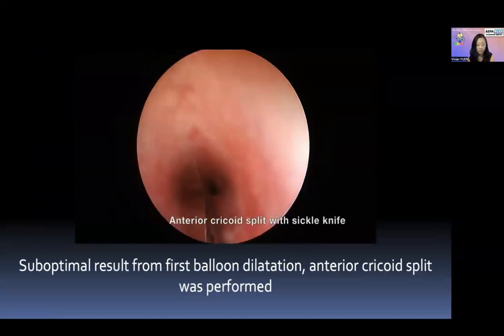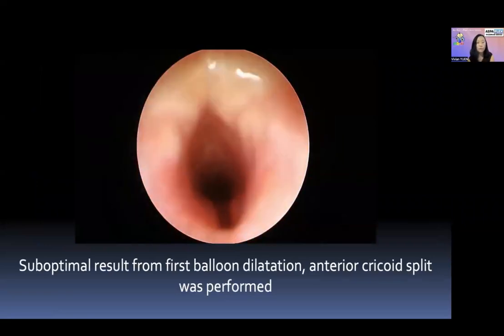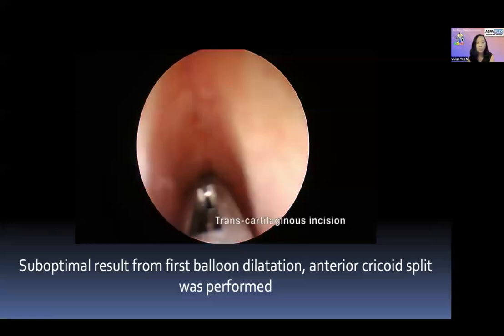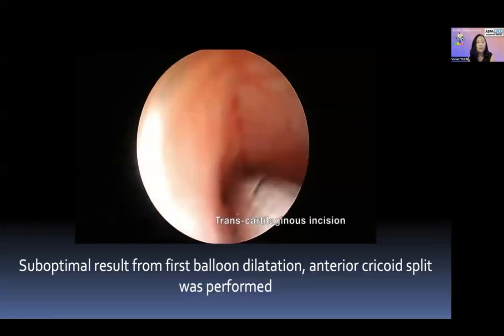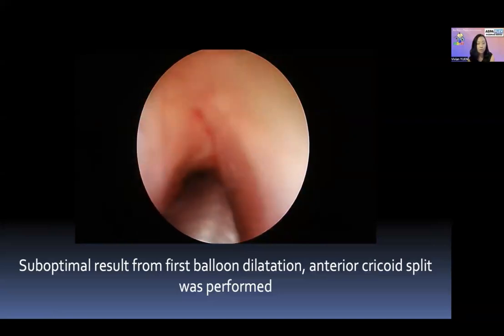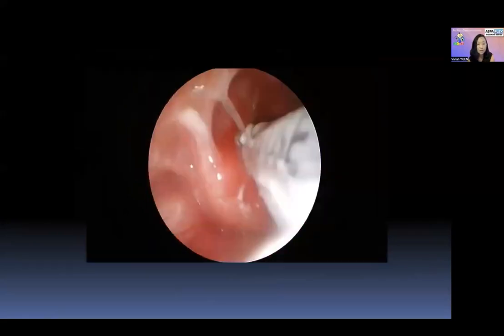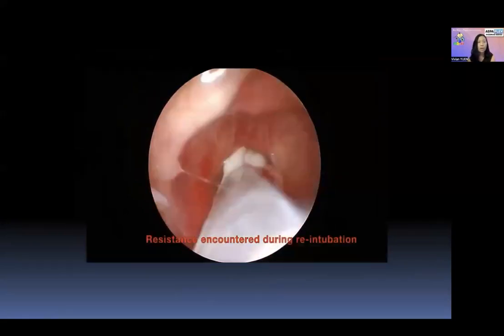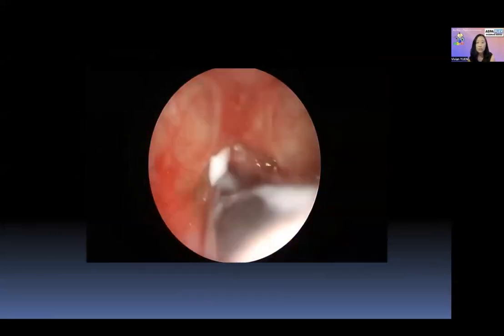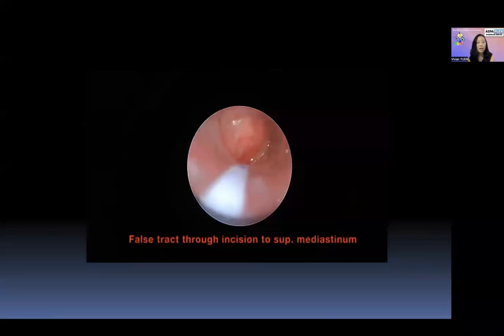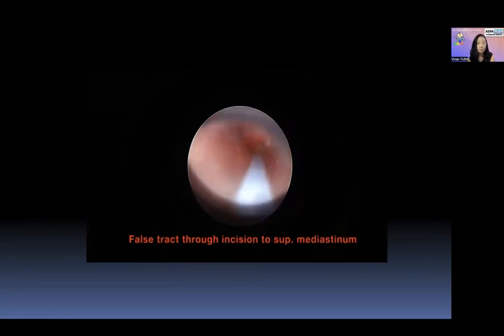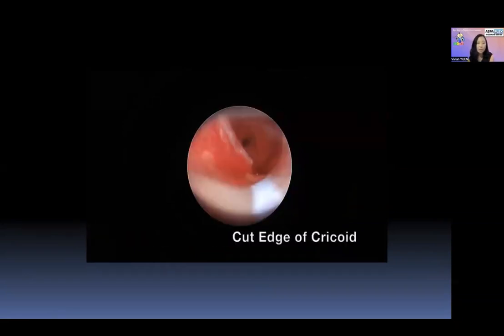At the first attempt of balloon dilatation, the surgeon felt that the result was suboptimal. Therefore, anterior cricoid split was performed in order to dilate the airway further. After the second balloon dilatation, the surgeon attempted to intubate the neonate with a 3.5 endotracheal tube. However, the endotracheal tube entered the false tract created during the anterior cricoid split.